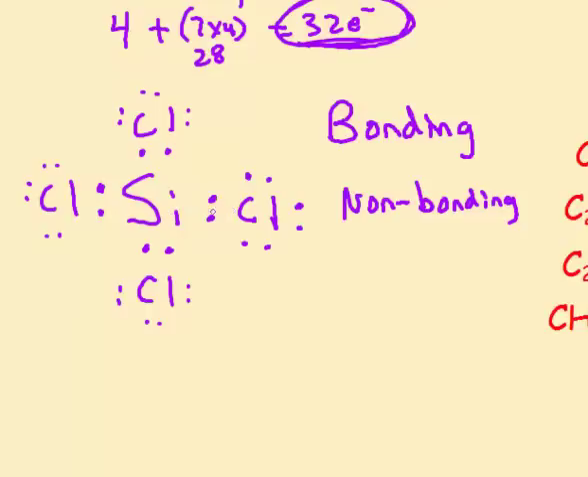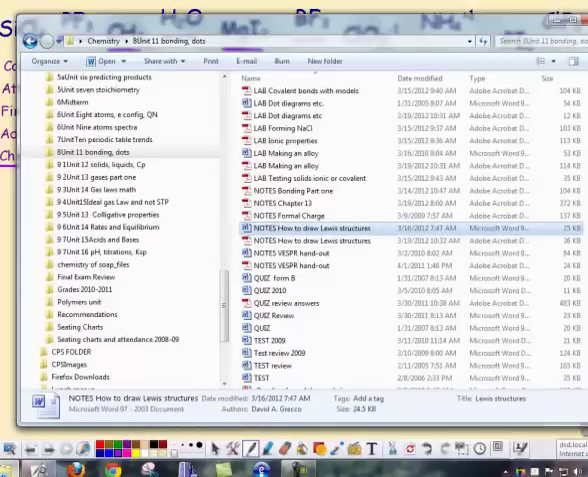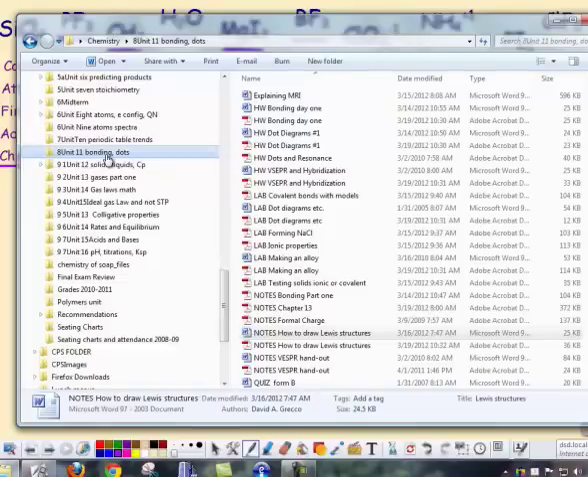In this one, we have 1, 2, 3, 4 pairs of bonding electrons. And we have 0 pairs of non-bonding electrons. And so what we refer to then is some kind of chart or table which has 4 and 0 bonding. And I didn't bring that up. I can grab it quick. That we use in my class.